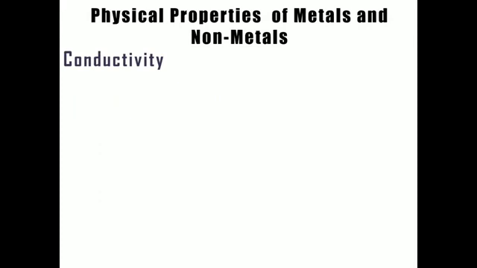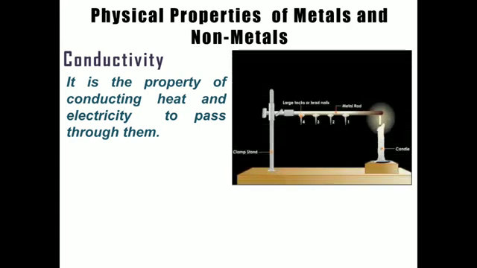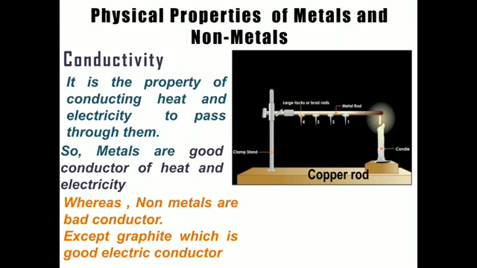Similarly, the next property is conductivity. Conductivity is the property in which metals can transfer heat, and even electricity if passed through them. They are good conductors of heat and electricity. This is an activity which we have already seen in lower classes. The metal rod, normally a copper rod: if you apply heat with the help of a burning candle, this heat is going to travel along the metal rod, and the small pins pasted with wax are going to fall down because of the heating effect. This shows how heat is conducted through metal, whereas non-metals are bad conductors of heat and electricity. But there are some exceptions, like graphite, a non-metal which is a good conductor of electricity. This is about the physical property of conductivity.